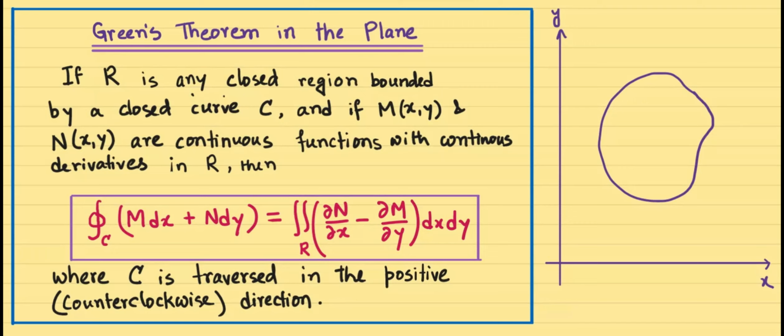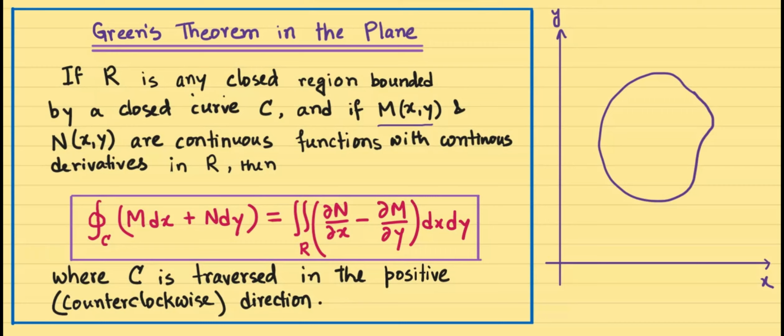One is M of x, y, so it's a function of both x and y, and then N of x, y, that's also a function of x and y, and these functions are continuous. Not only are they continuous, but you can differentiate them, and those derivatives are also going to be continuous. So M and N are continuous functions with continuous derivatives in R, right? So it might be everywhere else, but definitely it is the case in R.